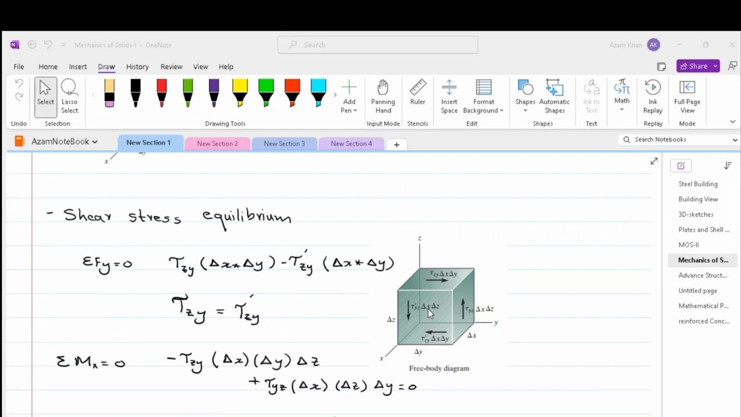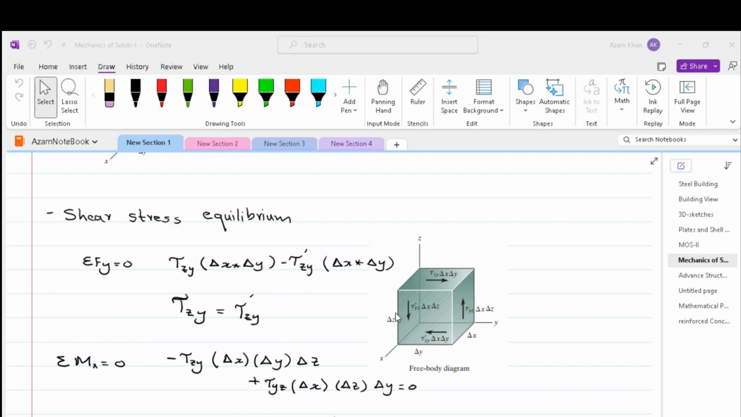So if we say that the summation of all the forces about y must be equal to 0, that would mean that tau zy times the area of this face, which is delta y into delta x, minus tau zy into the area of this face, which is delta x times delta y. These two will cancel out and we will get these two forces equal. In a similar way, if we take the summation of moments about the x-axis equal to 0, the couple caused by these two shear stresses will be counteracted by these two shear stresses.